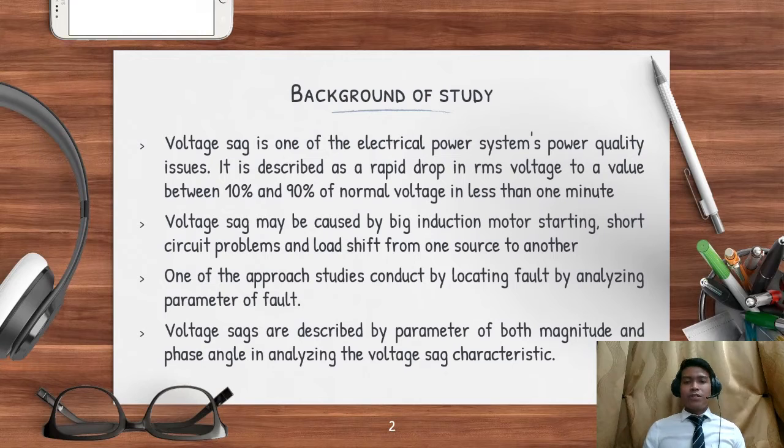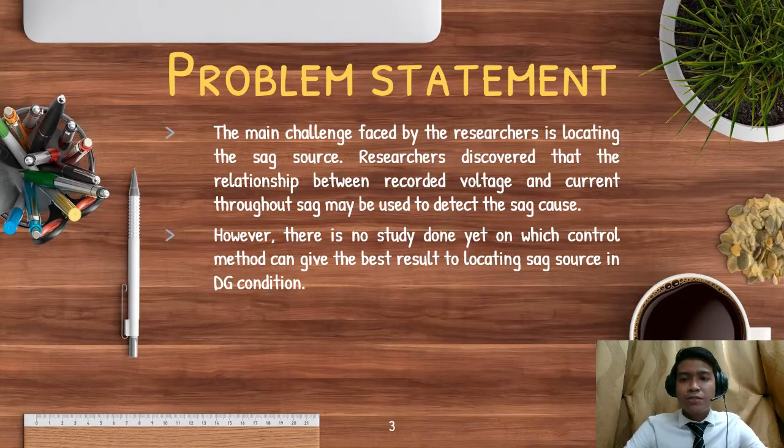To prevent the voltage sag condition from becoming worse, there are many studies conducted to analyze the location of fault. One approach is locating the fault by analyzing the parameters of the fault. The voltage sag is described by parameters of both magnitude and phase angle in analyzing the voltage sag characteristic. In this study, the main challenge faced by researchers is locating the sag source, and they've discovered that the relationship between the recorded voltage and current throughout the sag may be used to detect the sag cause. However, there are no studies done yet on which control method can give the best result in locating the sag source in distributed generation condition.